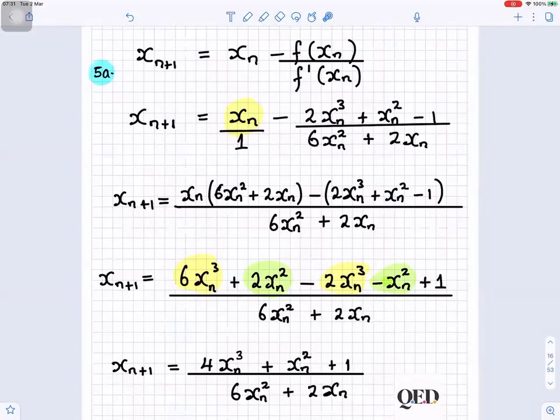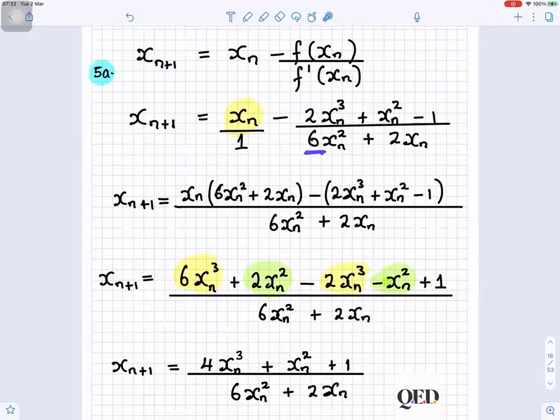So for question 5a, we were going to use this formula: x_{n+1} = x_n − f(x_n)/f'(x_n). So we have x_n, we can write it as x_n divided by 1. And then f(x_n) is 2x_n cubed plus x_n squared minus 1, divided by 6.